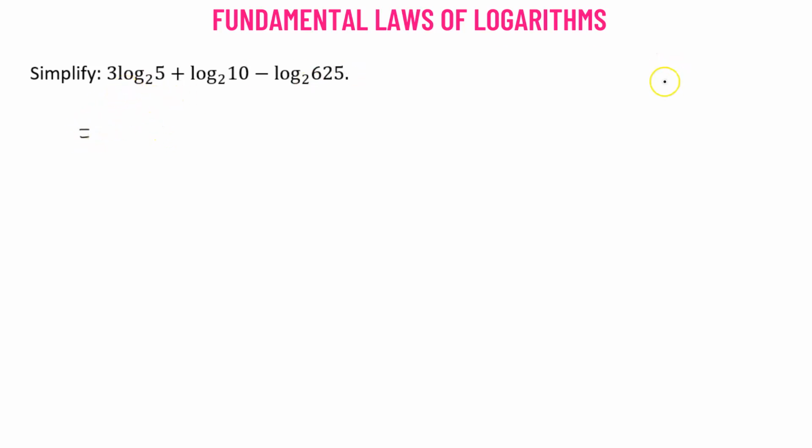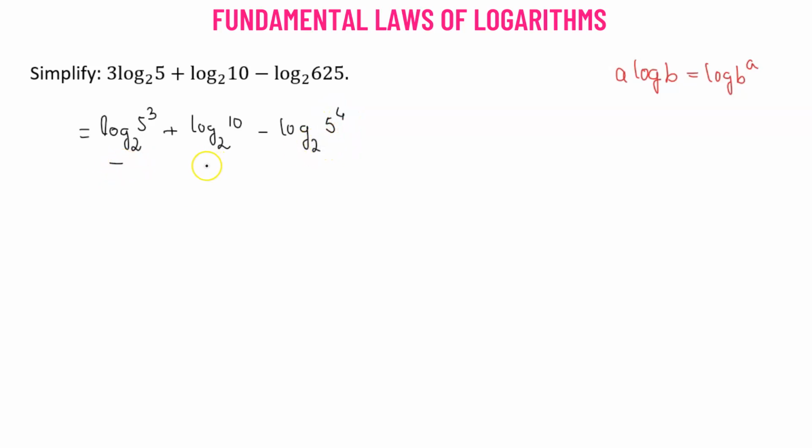For the first term, we are going to use a property that if we have a times log of b, this is the same as log of b raised to the power of a. So that means we have log of 5 cubed with the base of 2, plus log of 10 with the base of 2, minus log of 625. So that will be 5 raised to the power of 4.